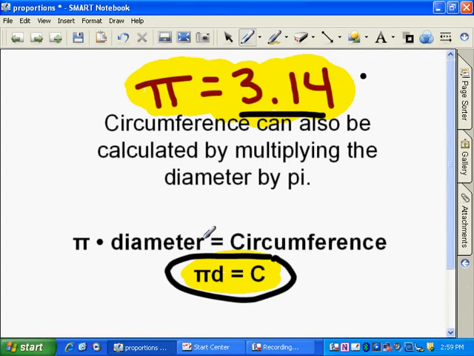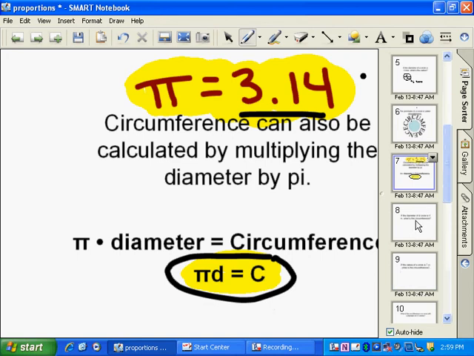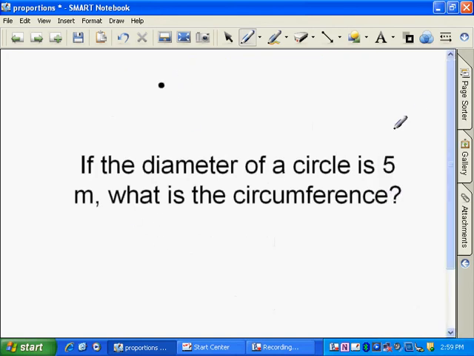Okay, so again, if you take any circle, regardless of how big or small it is, and you know the diameter of that circle, if you multiply it by pi, it will tell you the circumference of the circle, or the distance all the way around the circle. So, let's do a couple problems. All right, let's say the diameter of a circle is 5 meters, what is the circumference?